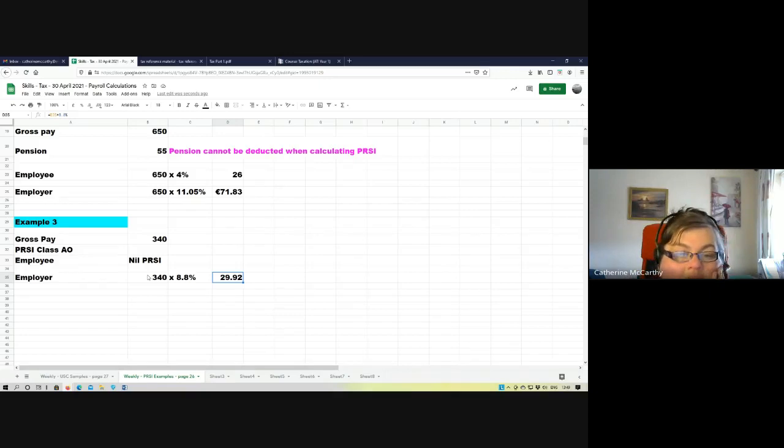So even though the employee pays no PRSI, the employer is still paying PRSI on €340. And all the employer's PRSI goes into the pension pot, as in, to pay social welfare pensions. That's where all that employer's PRSI will be going. And remember, the employer's PRSI is a cost on top of the gross pay for the employer.